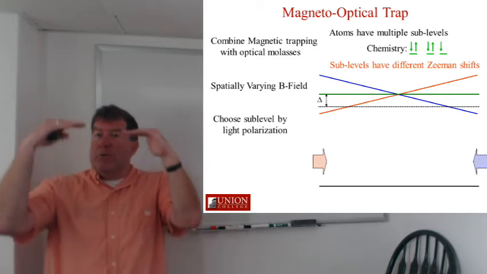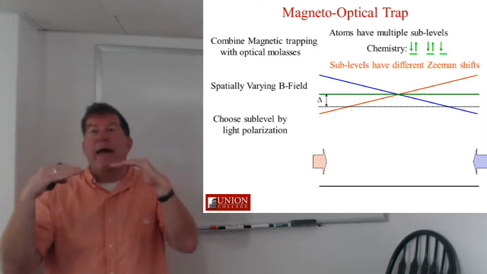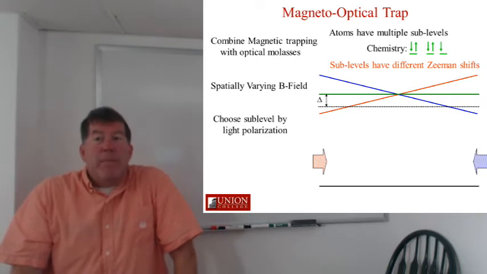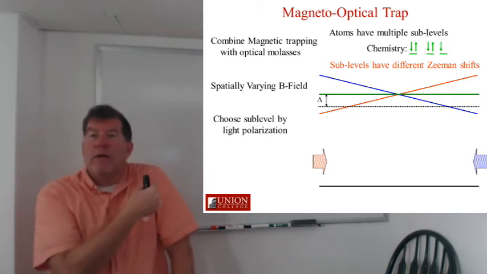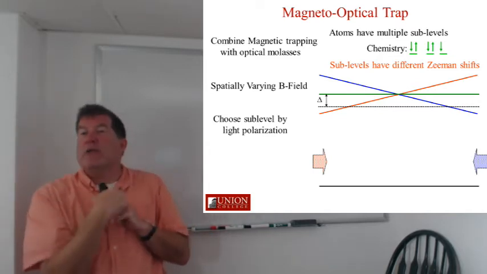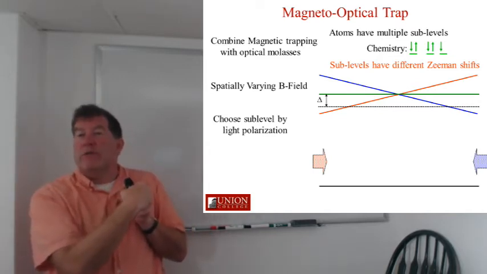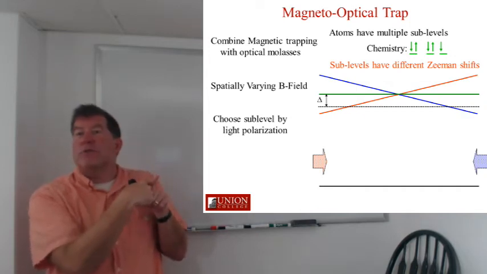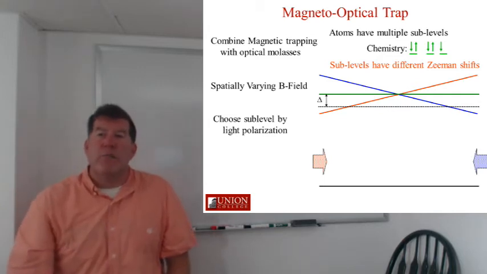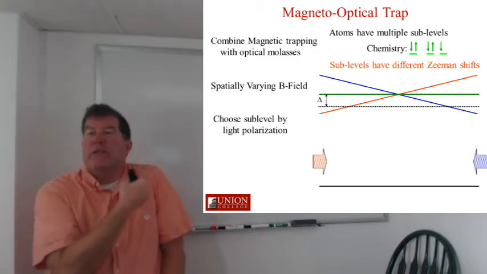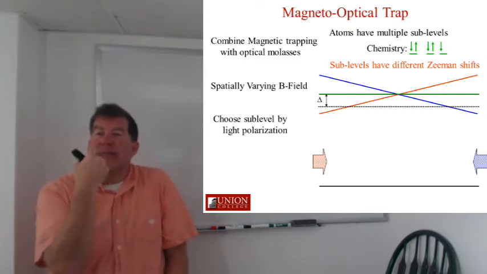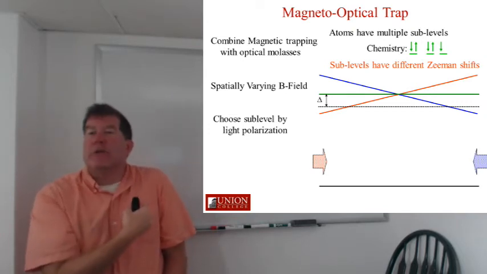Then I detune my laser to the red of the rest frequency of the atoms. And you'll see there's a point where the detuning of the laser and the down Zeeman shift of the particular sublevel cross. That dotted line indicating the laser detuning crosses with a particular sublevel. At that position in space, no matter what speed the atom's moving, it is guaranteed to interact with that laser, right?